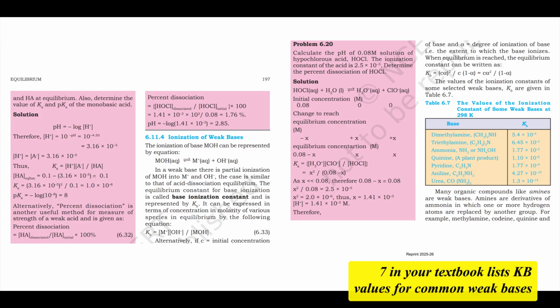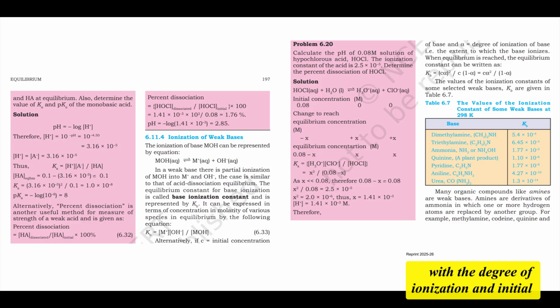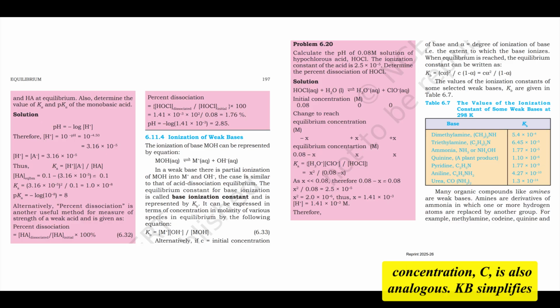Table 6.7 in your textbook lists Kb values for common weak bases like ammonia and various amines. The relationship with the degree of ionization and initial concentration, C, is also analogous. Kb simplifies to Kb ≈ Cα² when Kb is small. To find the pH of a weak base solution, you typically first calculate [OH-] using Kb and the ICE method, then find pOH = −log[OH-], and finally use pH = 14 − pOH at 298 K.